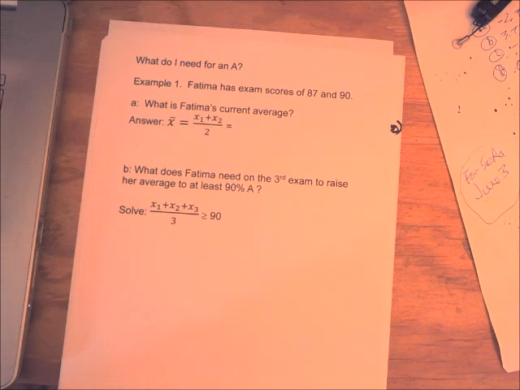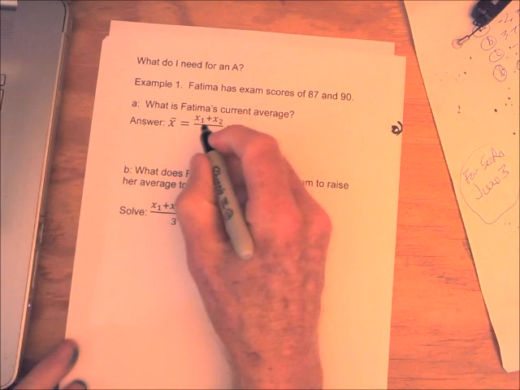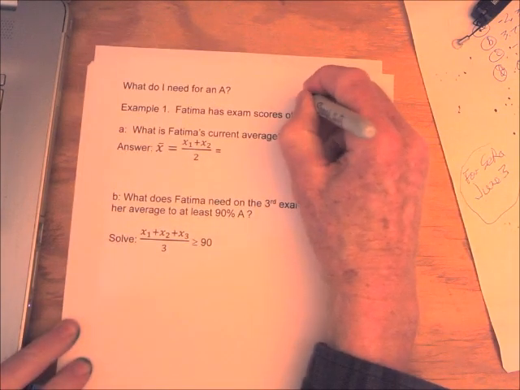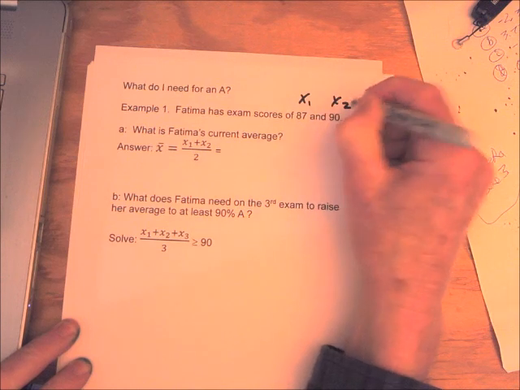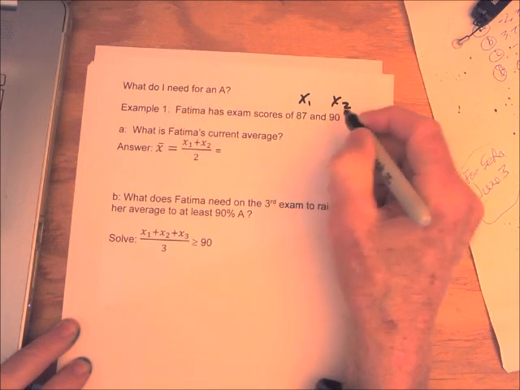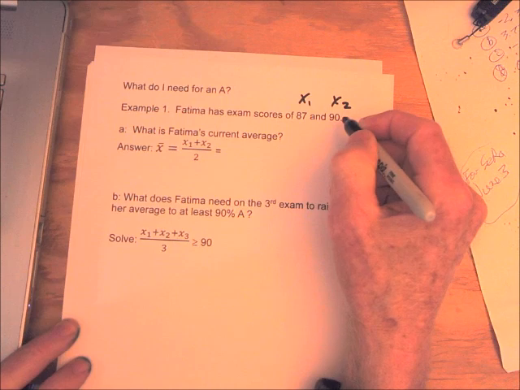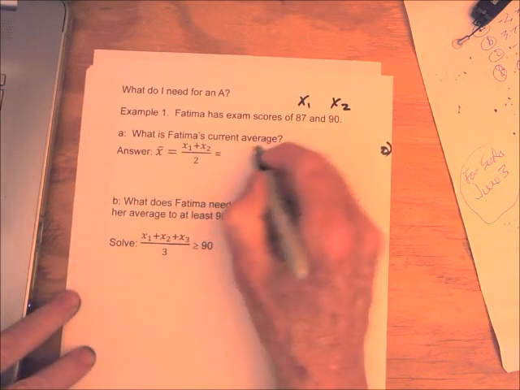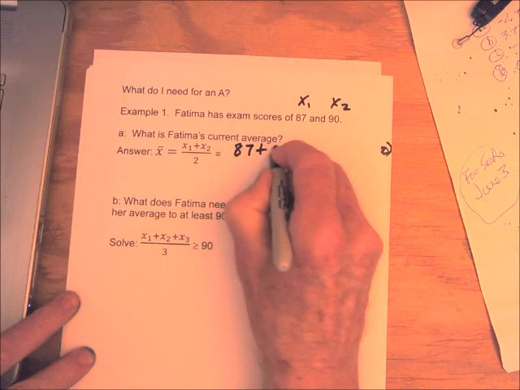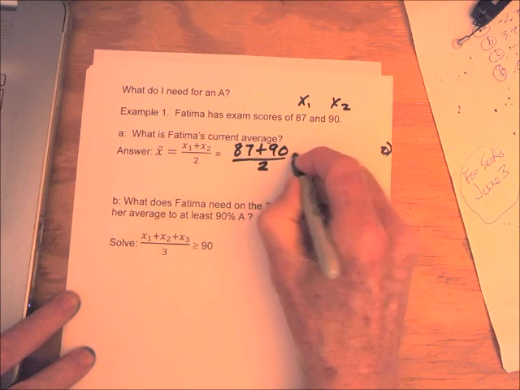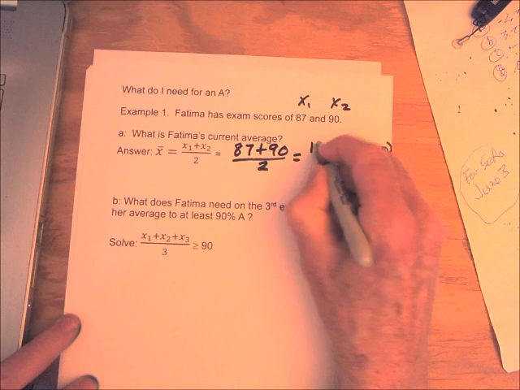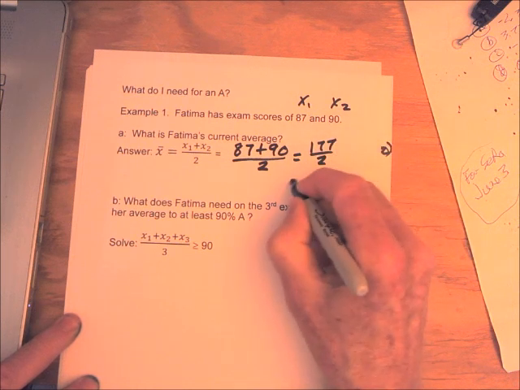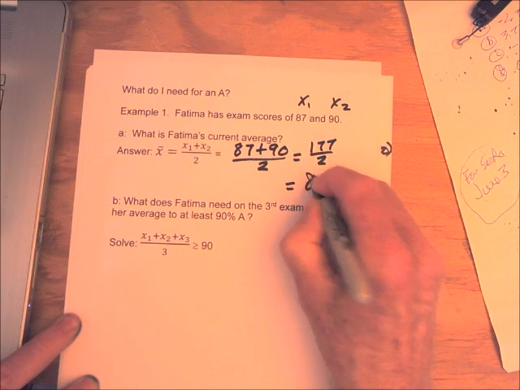Fatima has exam scores of 87 and 90. What is Fatima's current average? We call the first exam X1 and the second exam X2. X1 is 87, X2 is 90. So the mean would be X1 plus X2 over 2, which would be 87 plus 90 over 2. 87 plus 90 is 177, over 2, and that's going to be 88.5.